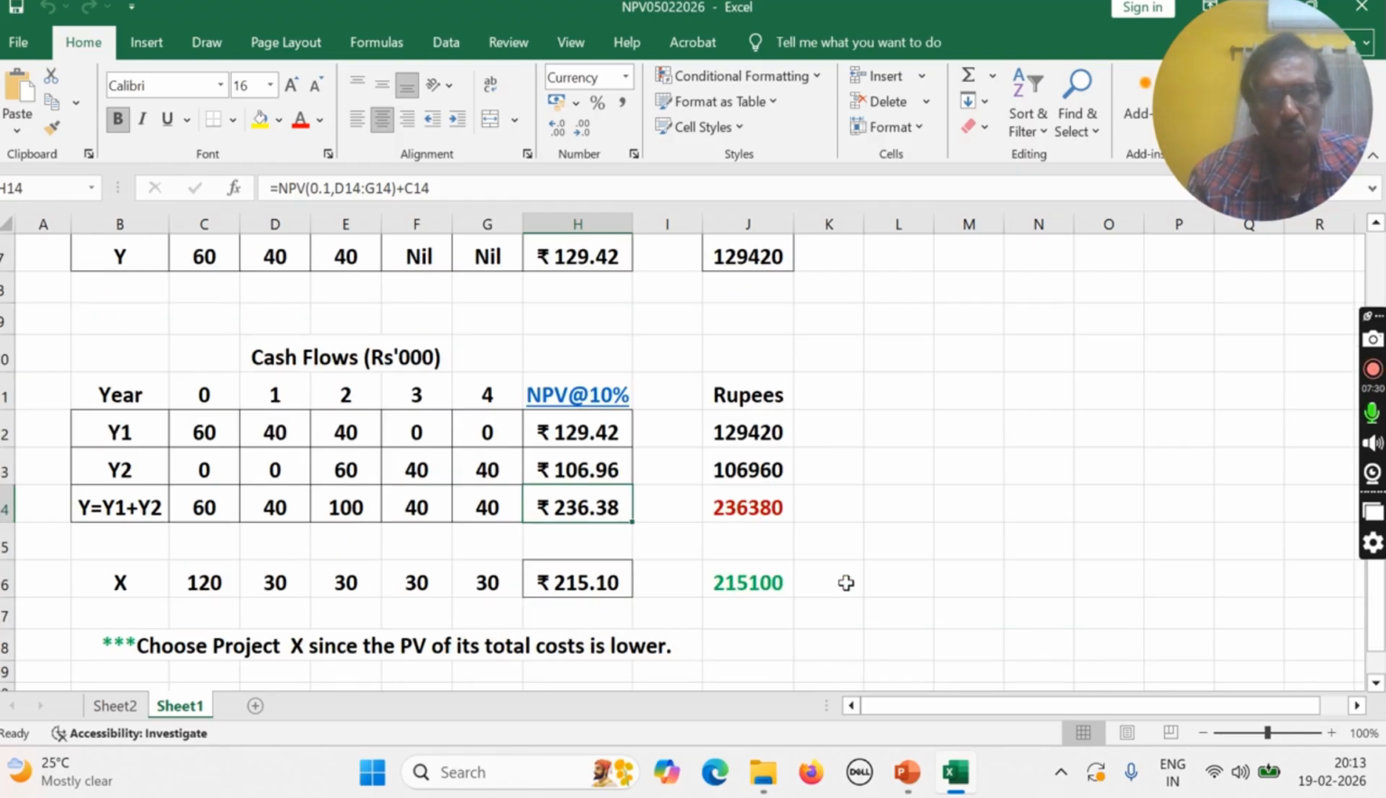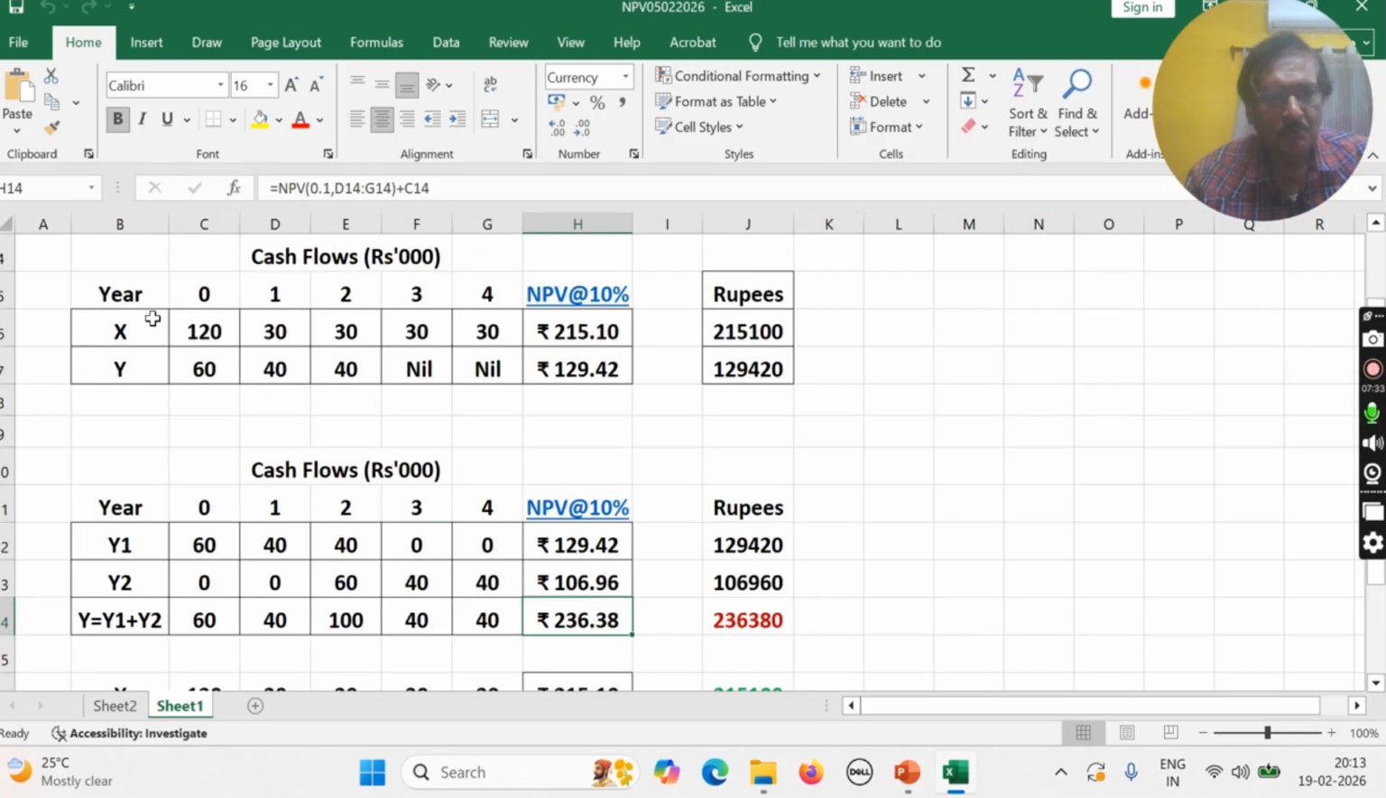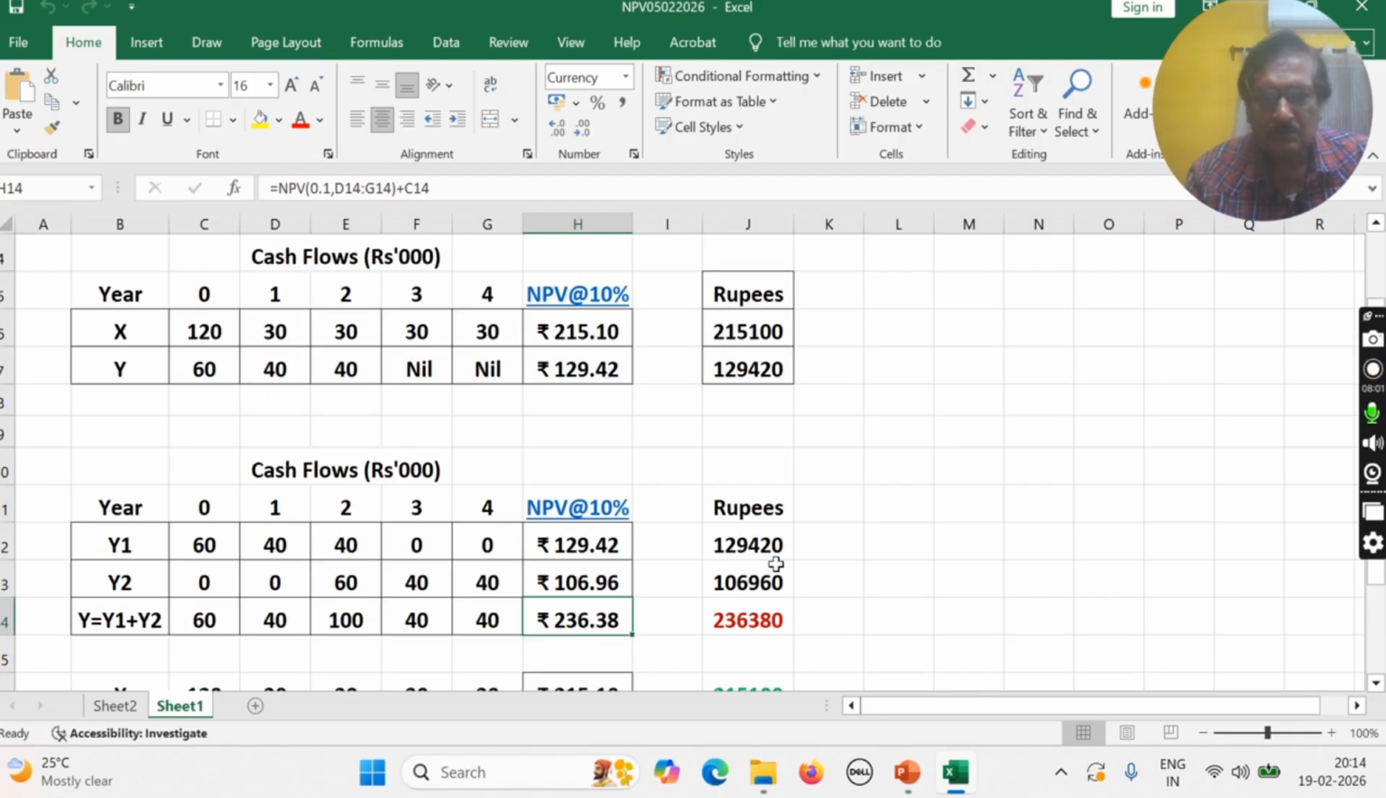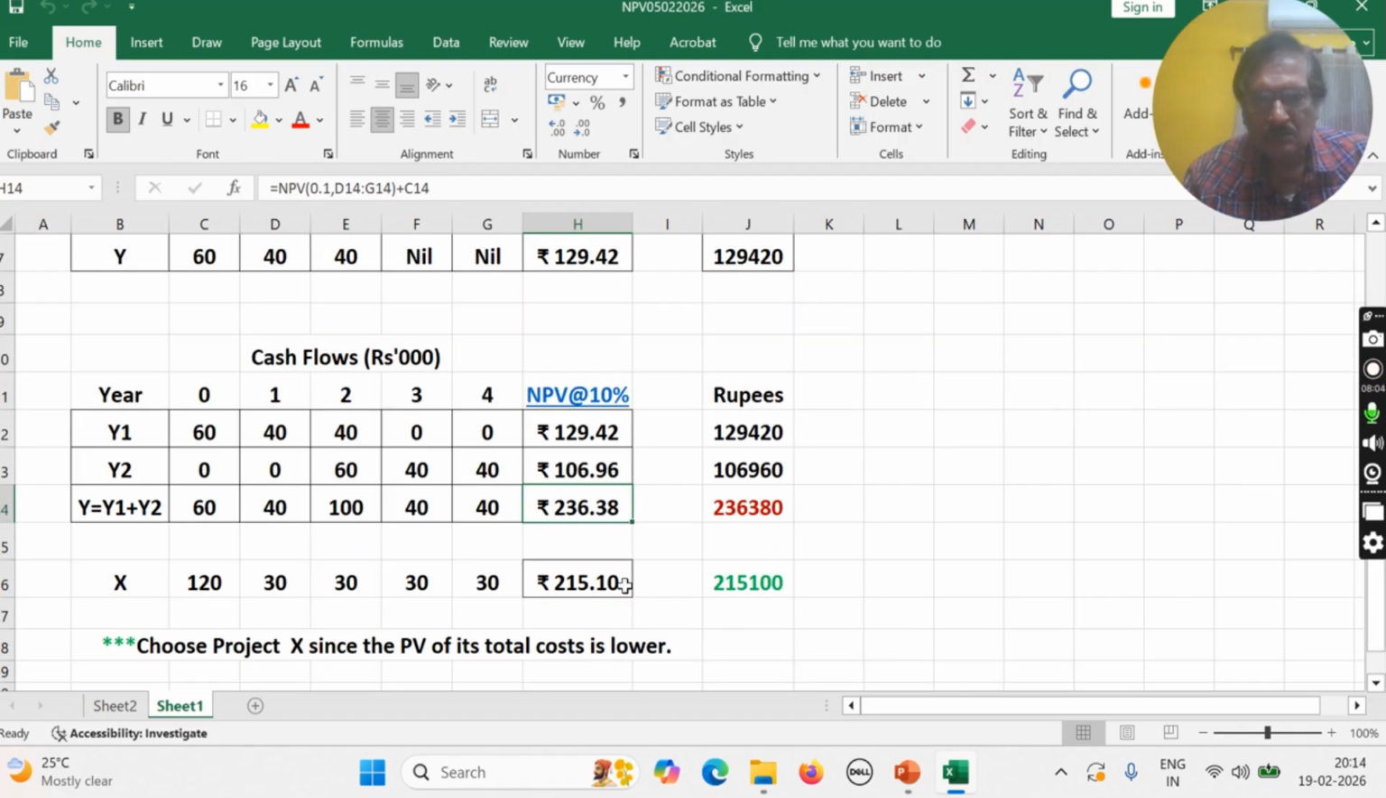That means to cover the 4 years for project X or plant X, the total cost required is 2,15,100, and for project Y or plant Y, the same function required to be performed with the cost 2,36,380. That means you have to compare to select the projects. This 2,15,100 is the total cost of project X, and this is the total cost for project Y, and you have to select the minimum one.